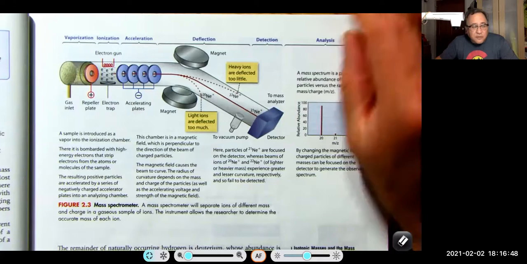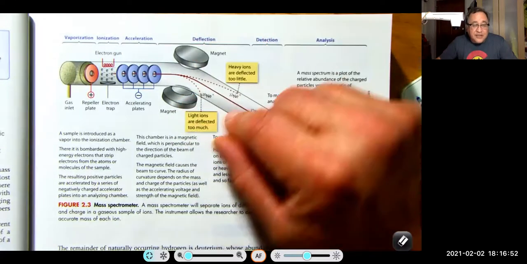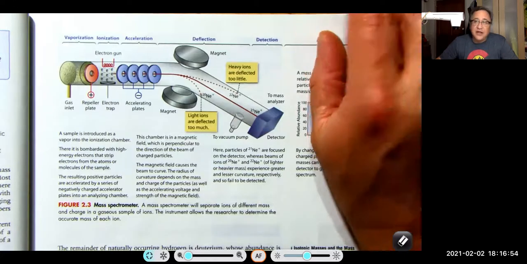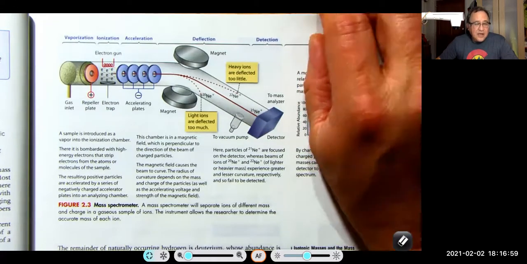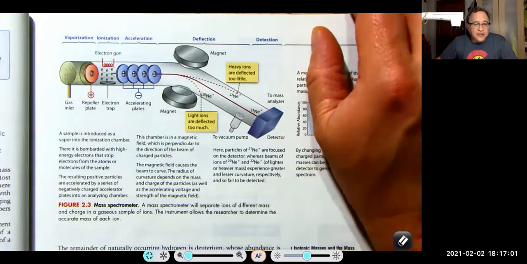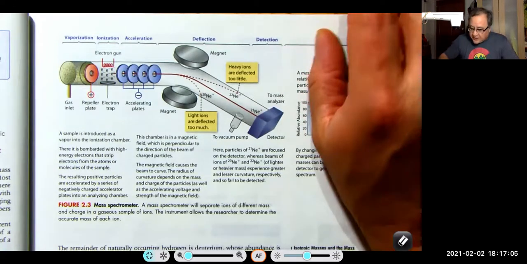To get the relative proportions, you leave the magnet on for each different mass for the same amount of time. So like leave it on for 1 second for each of these. And the number of hits tells you how many of that particular isotope you have. So in this case, we get this sort of output.